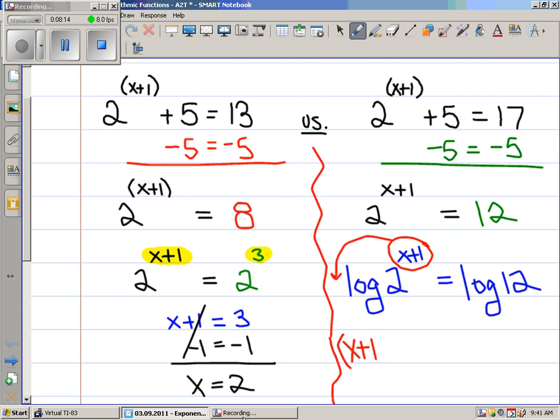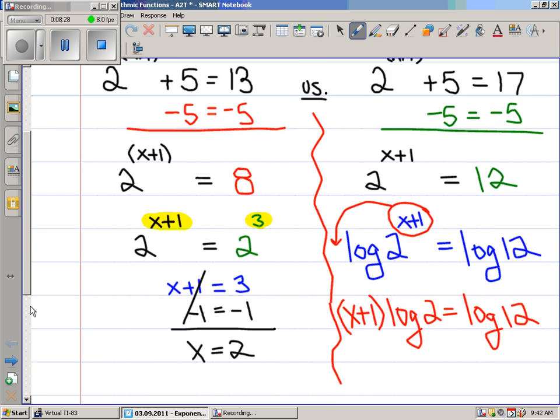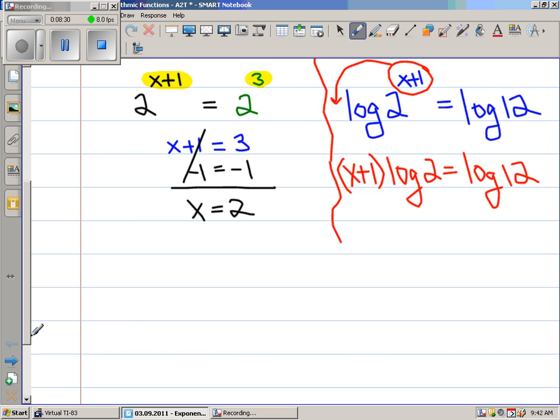We get x plus 1 times log 2 equals log 12. Okay, let me scroll down for a minute. What do you think we do next? Jamal, what do you think, buddy? Okay, perfect. So the next step is dividing by log 2.